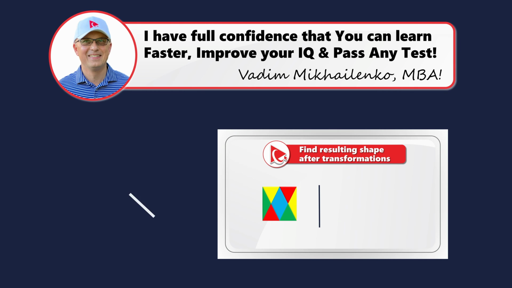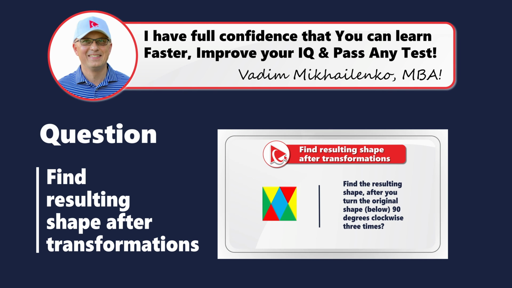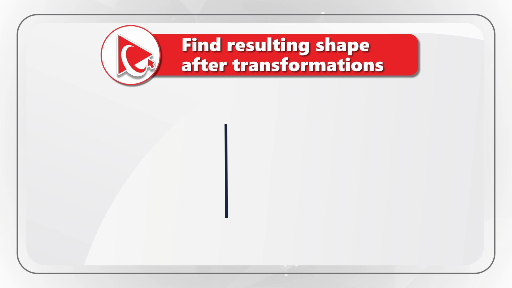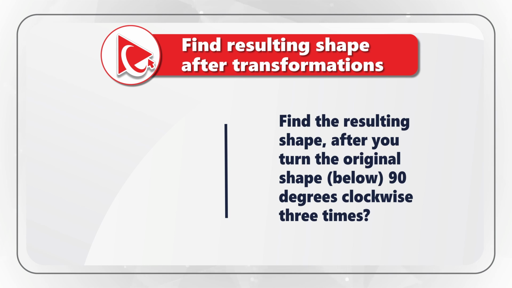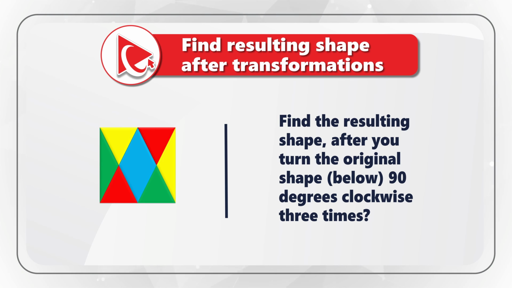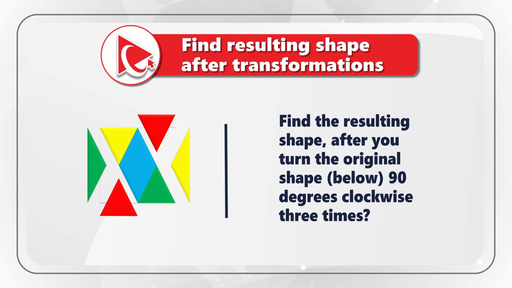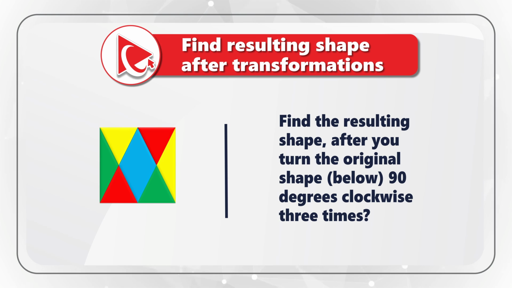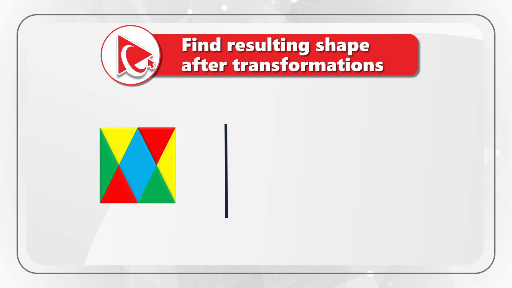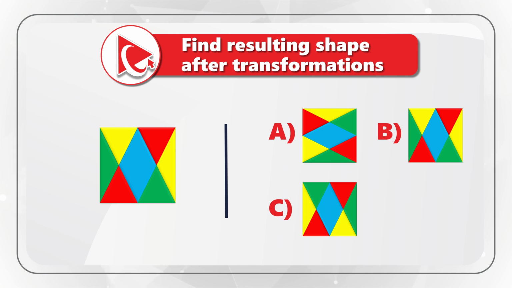I love this challenge because it tests your analytical skills and spatial reasoning skills so well. You need to find the resulting shape after the transformations. You're presented with a square that consists of triangles of different colors, and you need to turn the original shape 90 degrees clockwise 3 times. You have 4 different choices to select the shape after the transformations. Choice A, B, C, and D. Take a close look to see if you can calculate the final solution.